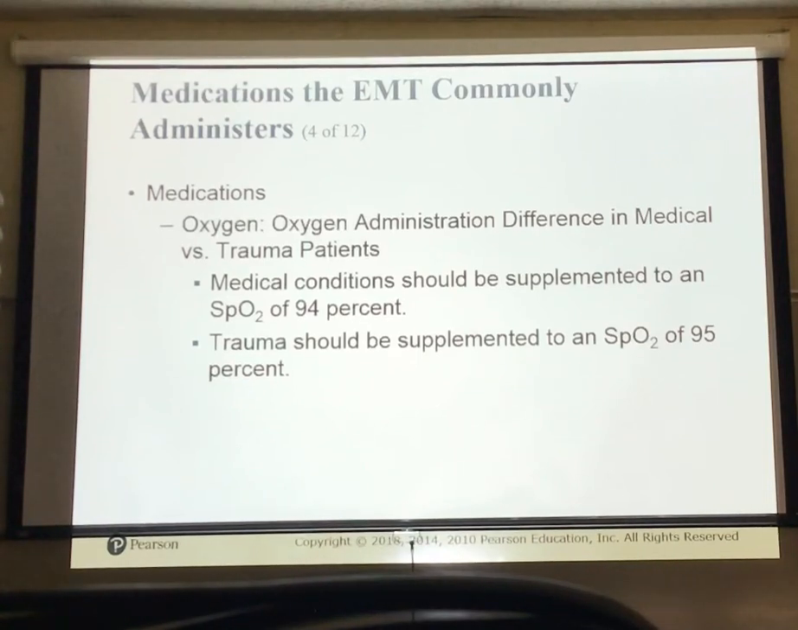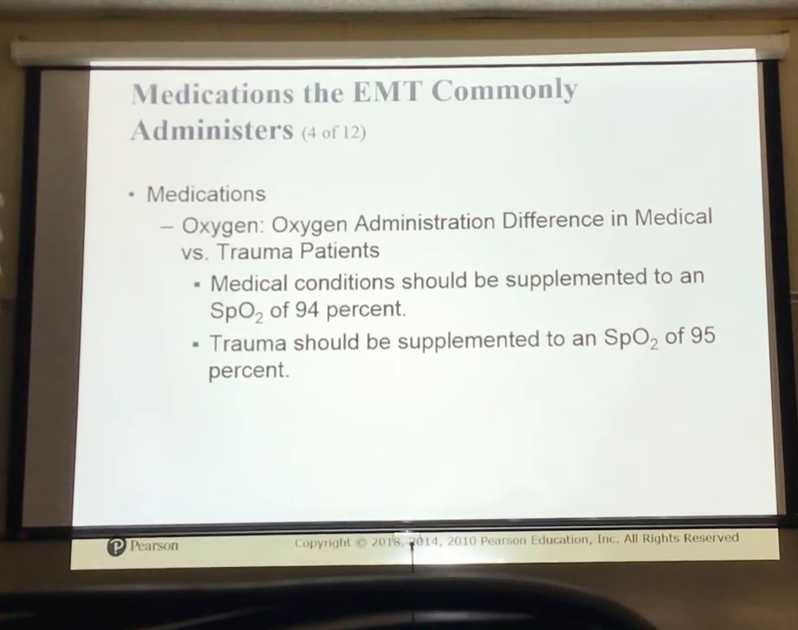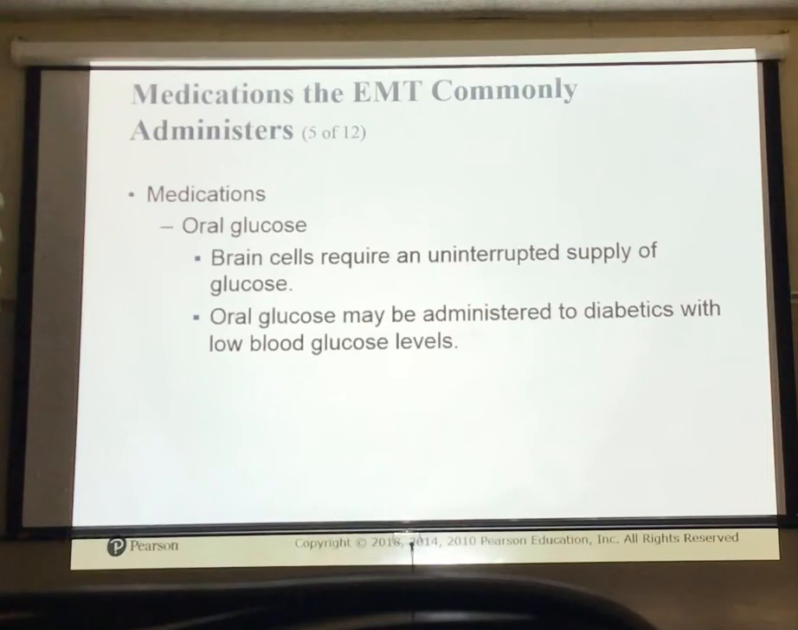This is typically achieved through the use of a non-rebreather mask set at 15 liters per minute. If bag valve ventilation is being performed on either a medical or a trauma patient, regardless of the condition or the injury, high concentration of supplemental oxygen must be delivered.